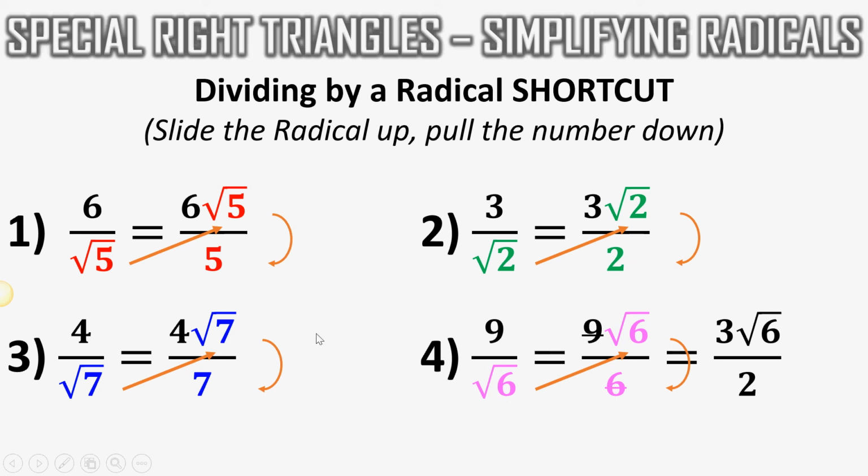The first 3 problems, you couldn't simplify. They were done. But the last problem you actually can, because 9 and 6 are multiples of 3. 9 divided by 3 gives you 3, and 6 divided by 3 gives you 2. So your final answer is 3 radical 6 over 2.